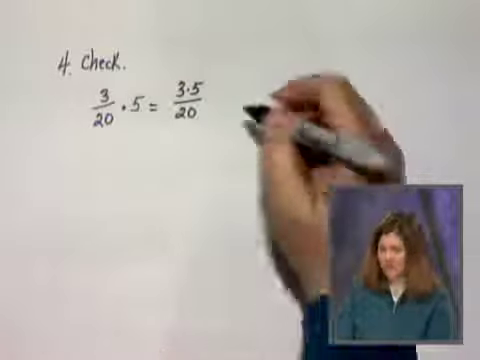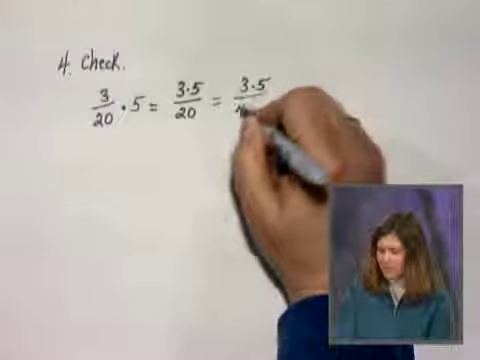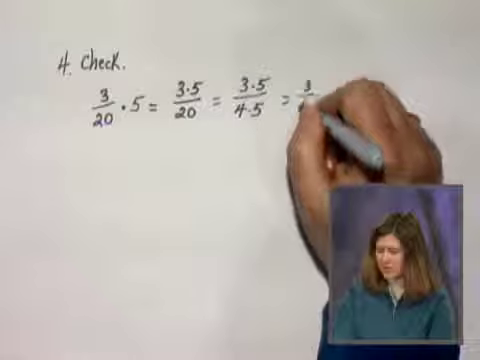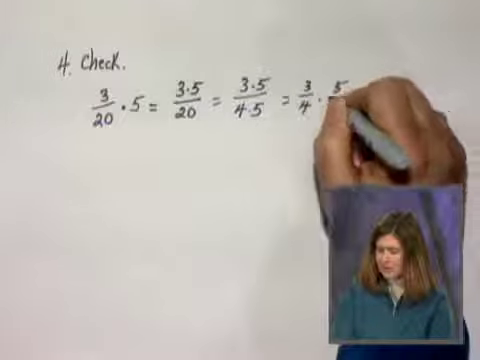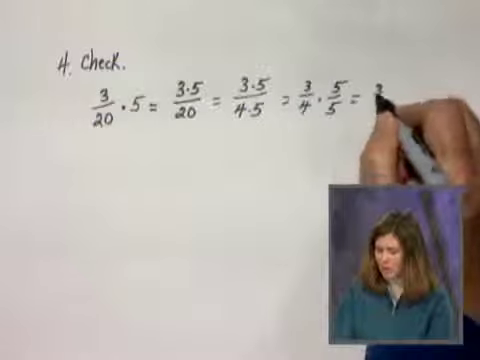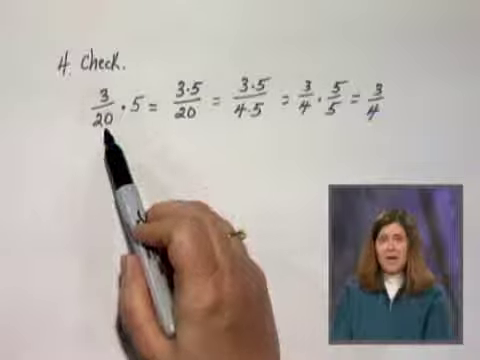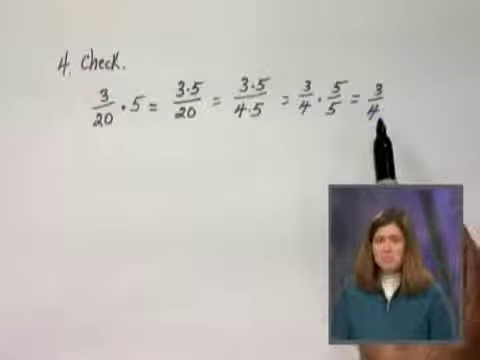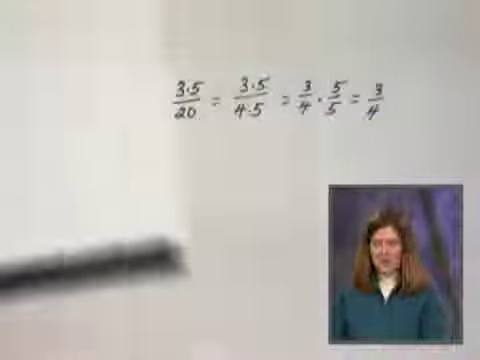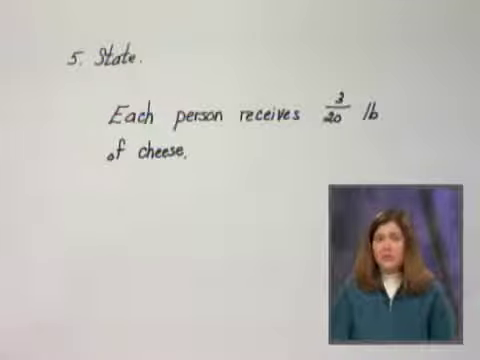20 has a factor of 5, so we can factor 20 as 4 times 5. We can factor this fraction as 3 over 4 times 5 over 5, which is 3/4 times 1, or just 3/4. So if 5 people each get 3/20 of a pound, there would be a total of 3/4 pound of cheese, which is what we started with. So our answer checks, and we can state the answer. Each person receives 3/20 of a pound of cheese.